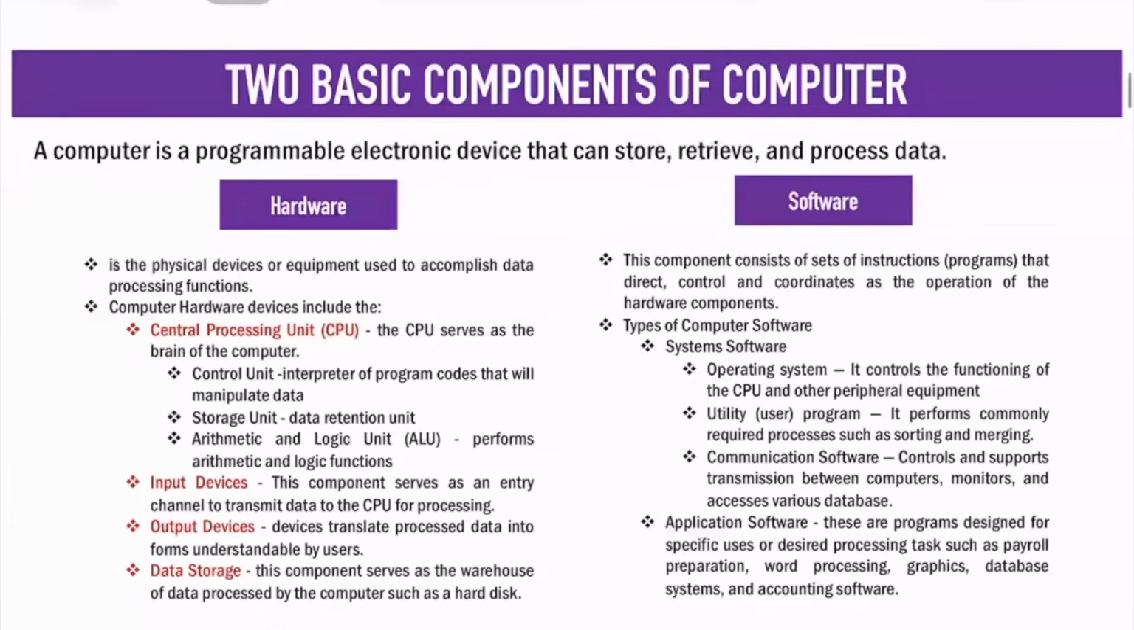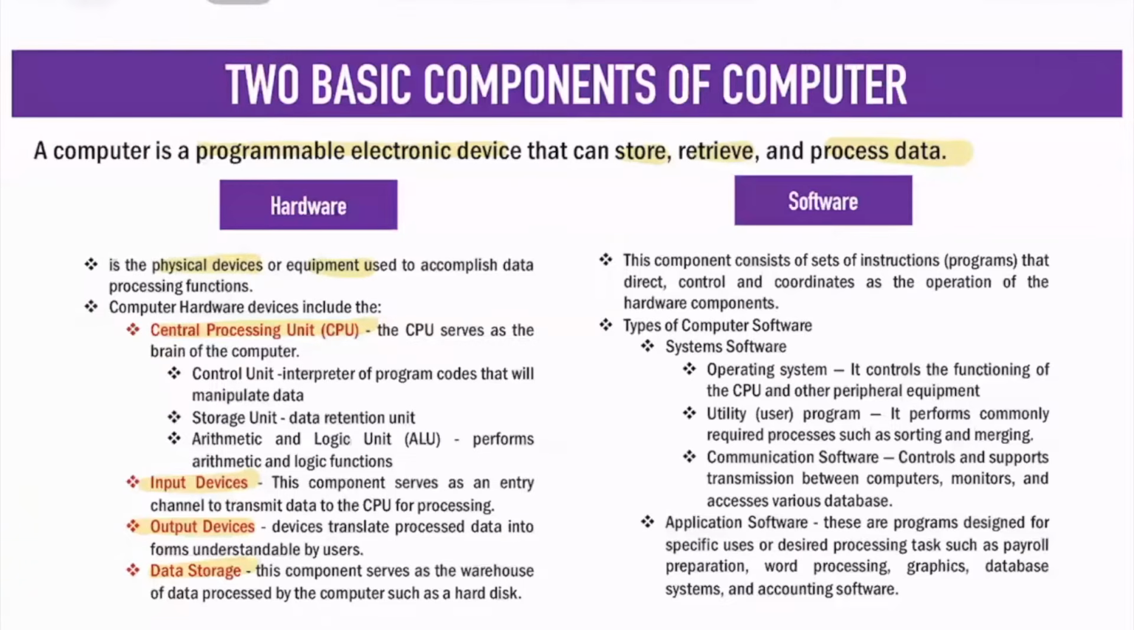So next, let's look into the two components of your computer. So IT infrastructure, of course, uses a computer. So what is a computer? A computer is a programmable electronic device that can store, retrieve, and process data. So a computer has hardware and software. Whenever we talk about hardware, these are physical devices or equipment used to accomplish data processing functions. And those computer hardware devices include your CPU, your input devices, your output devices, and your data storage.